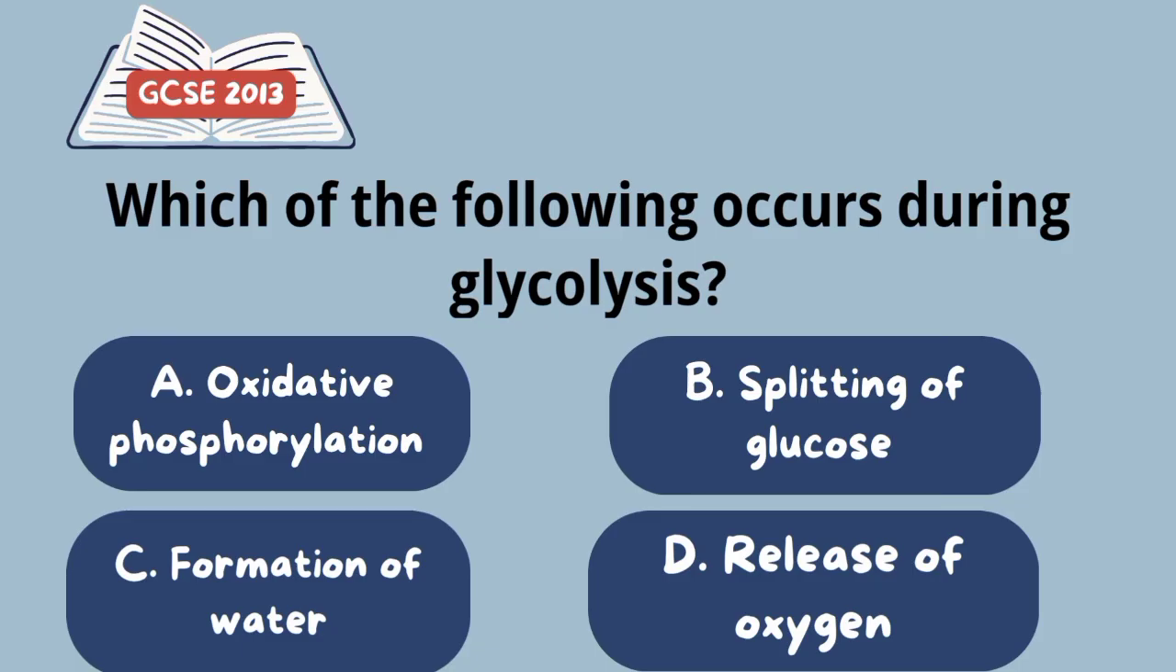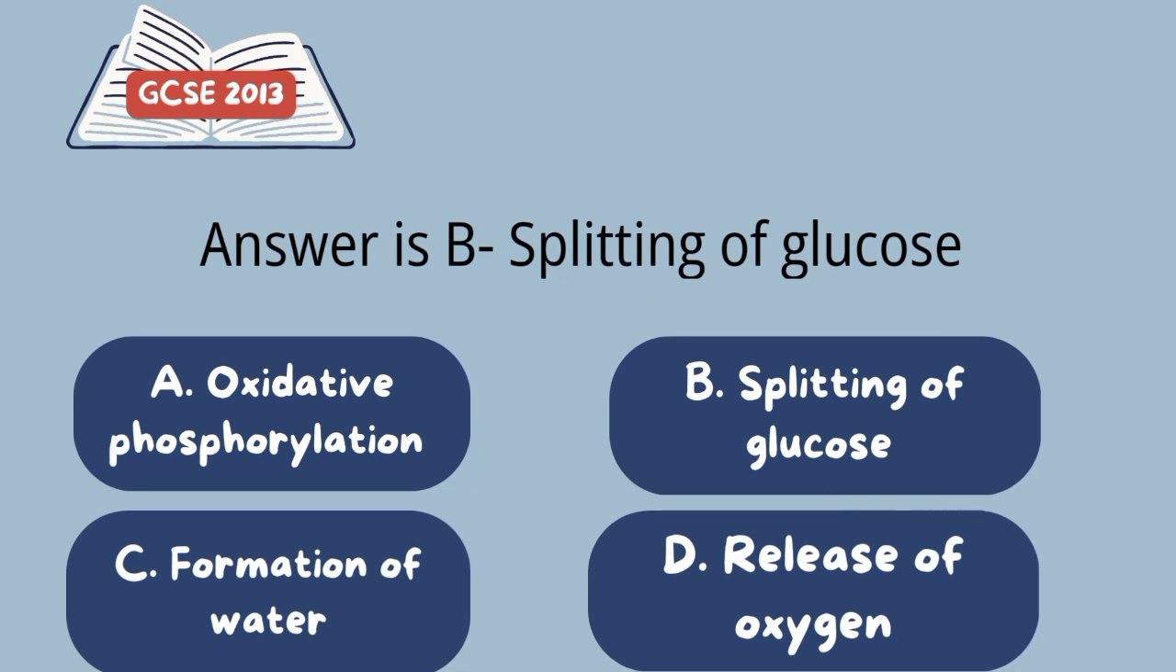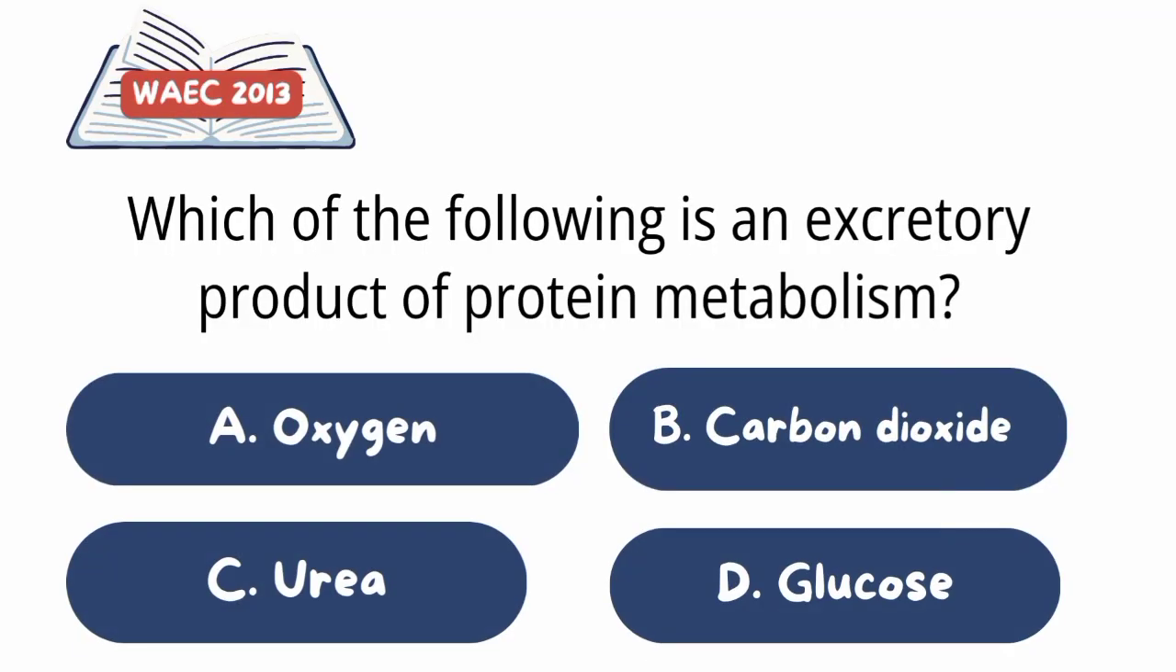The correct option is B. Splitting of glucose. Glycolysis is the breakdown of glucose into a 3-carbon compound called pyruvate. Phosphorylation, which is option A, is wrong because it only takes place in the Krebs cycle, while fermentation of sugar, which is option C, takes place in anaerobic respiration, and respiration does not release oxygen, which is option D.